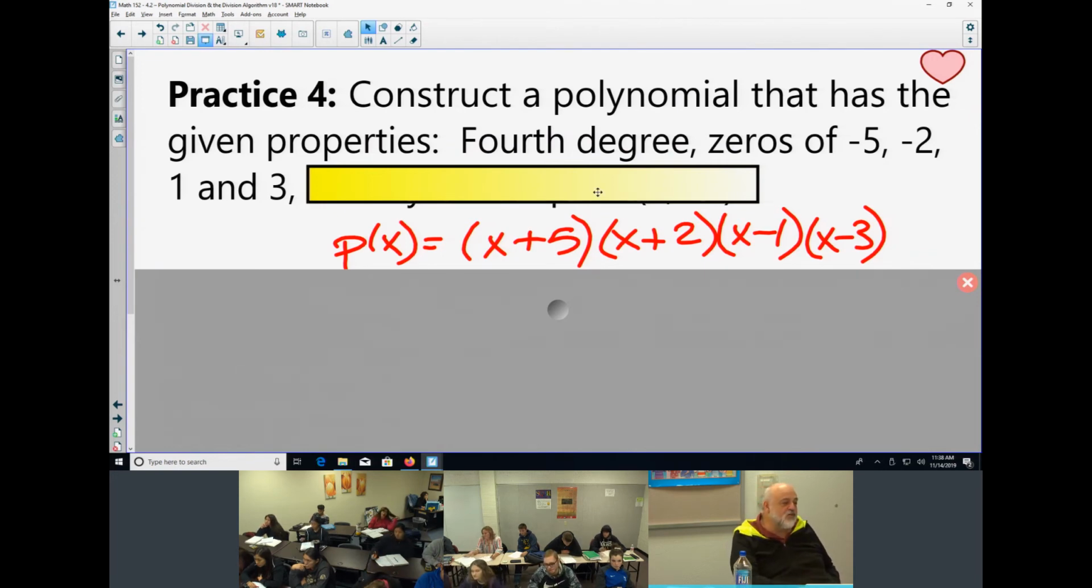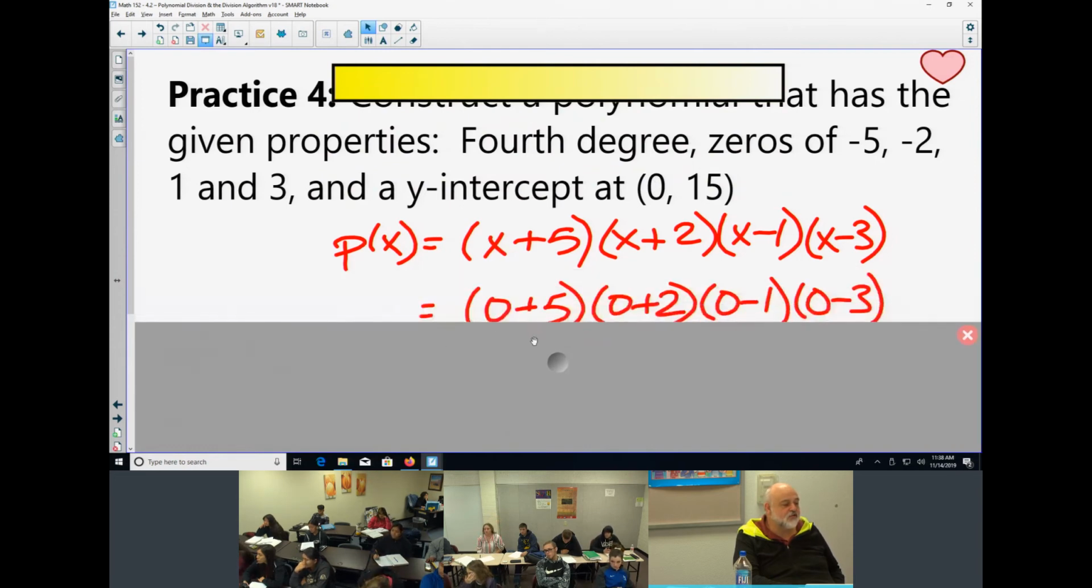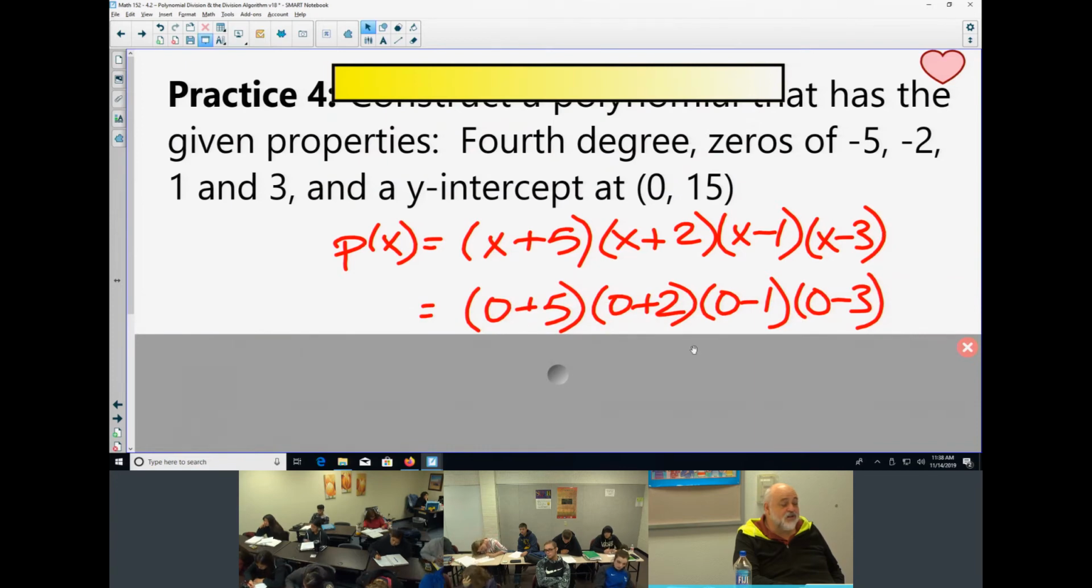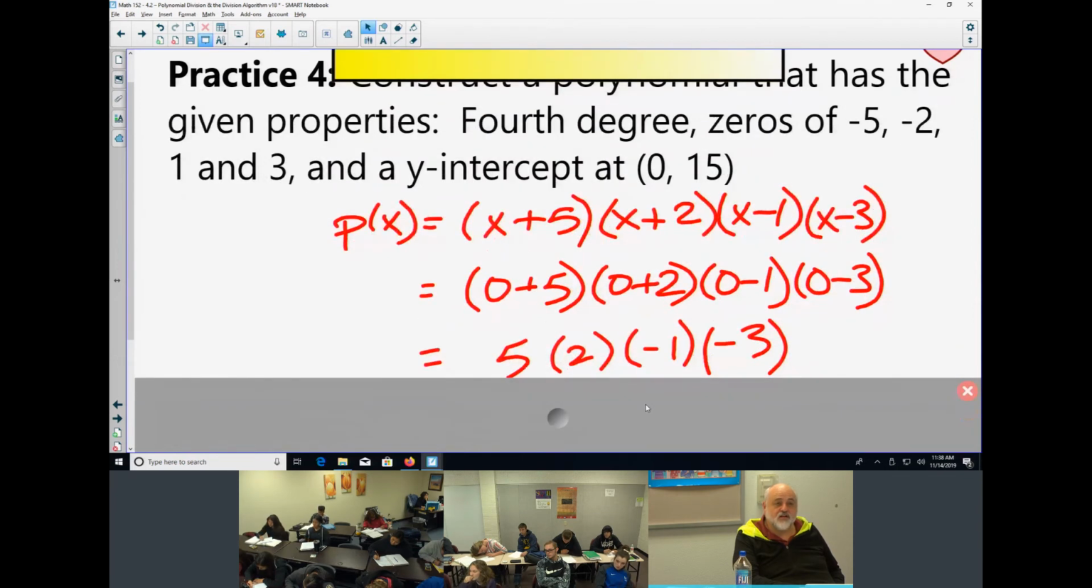The problem, though, that we have to check is the fact that we also have a y-intercept of (0, 15). So what some students want to do is put a plus 15 at the end. And that's absolutely wrong. You can't do that, because then these wouldn't be zeros. So what you do is plug in 0 for x, and you just see what you would get. Would you get 15? Well, no, you would get 30.